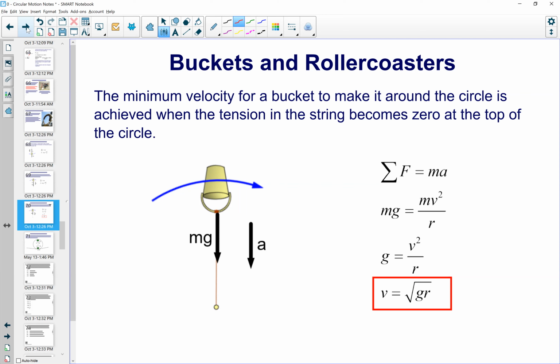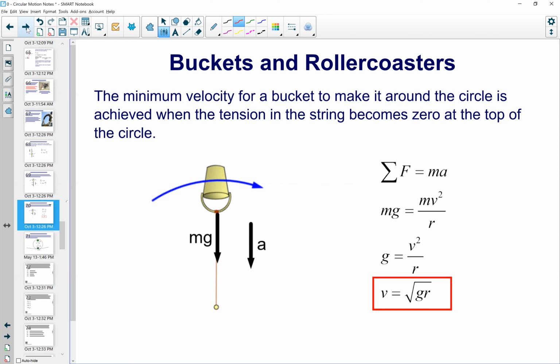But the MA is still mv squared over r. So if we solve for v in this scenario, v ends up being the square root of gr. And so we can see here in this problem, the mass does cancel out. And we can see that we could find the velocity as long as we know the radius of the circle and the value for g.